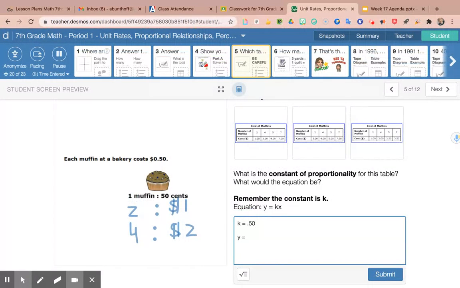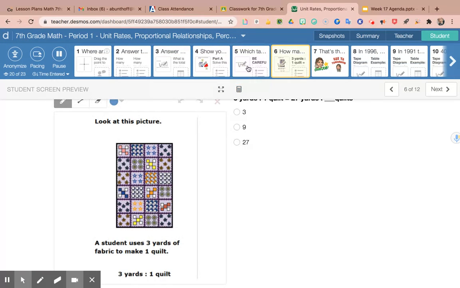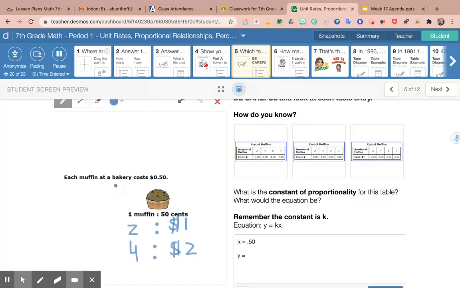Hopefully that's a refresher. If it's not, you might want to rewatch the video. And then make sure you're showing your thinking on the board. I need to know that you're thinking and not just plugging it in.